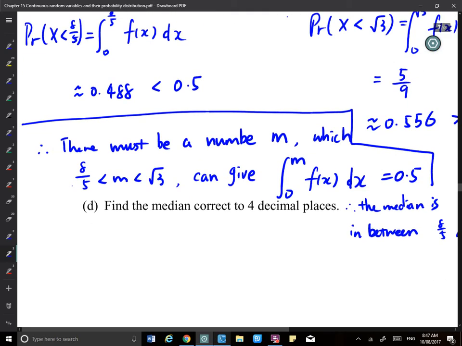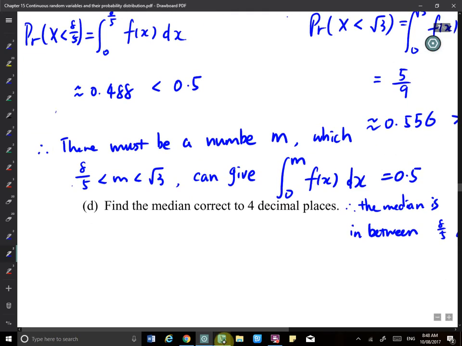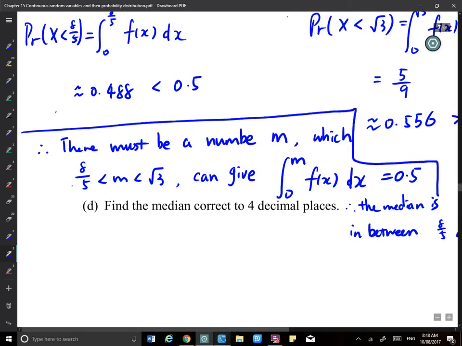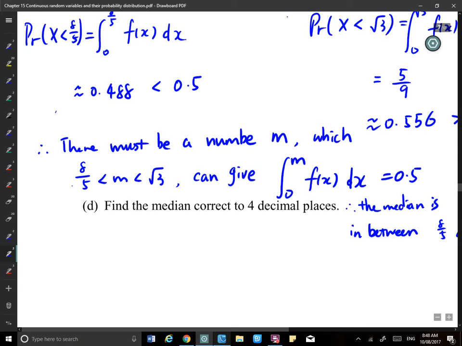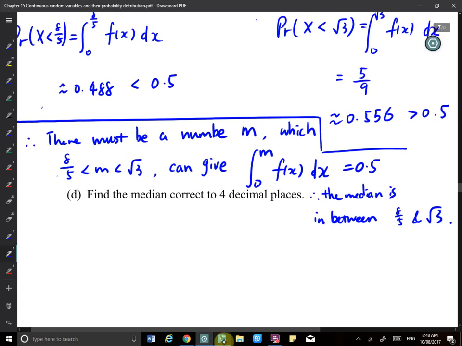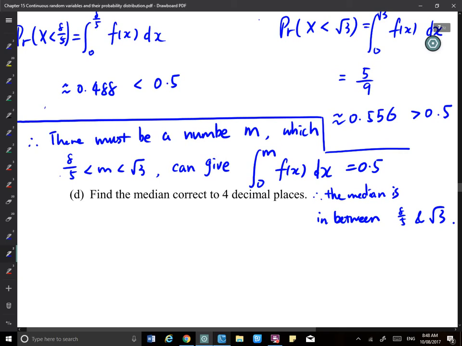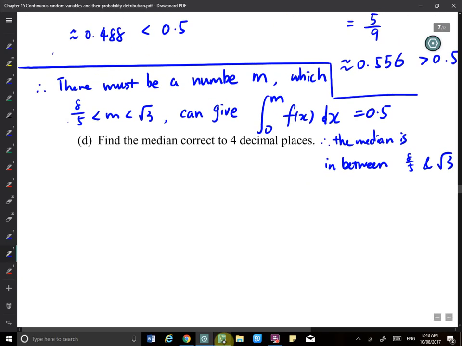Okay, so therefore it is in between that. Okay, find the median correct to 4 decimal places. So it's just the integral from 0 to m of f(x) that exactly gives us 0.5 dx.